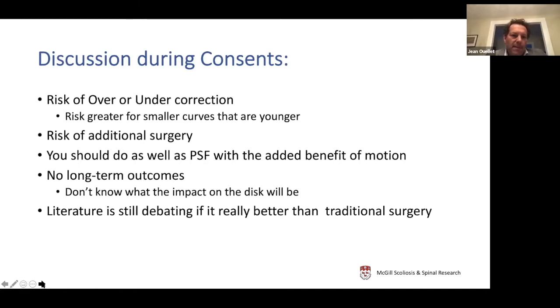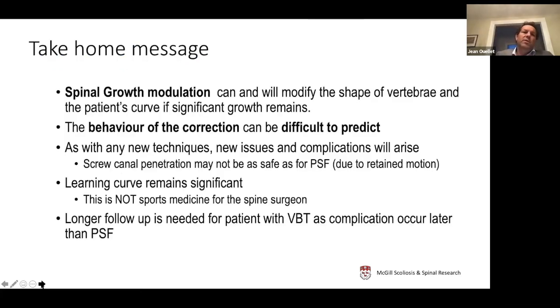In essence, you could tell them that they will do as well as with posterior spinal fusion, with the added benefit of motion. However, for long-term outcome, we don't know if that has a better impact on the discs or not. To a certain degree, the literature is still debating if it's truly better than the traditional surgery. So the take-home message from a complication point of view is that we know spinal growth modulation can and will modify the shape of the vertebra, and the patient's curve can be significantly corrected if there's significant growth, but the behavior of the correction is difficult to predict.